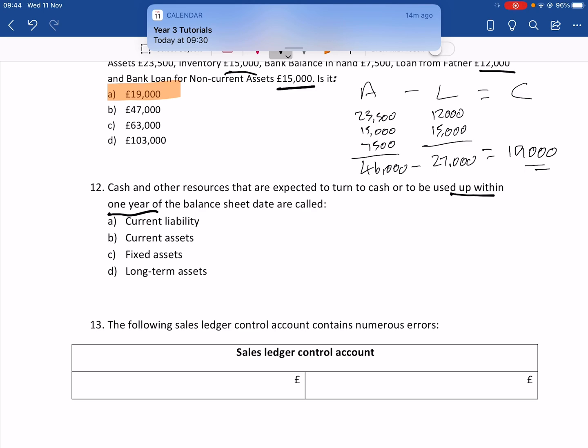Whereas this one is called the current assets, okay? Because cash, bank, inventory, receivables, all of those, they're all things that change over a 12-month period. So therefore, current assets are those assets that change within that particular year, so are used up within the year, if you like. Okay? So current assets.